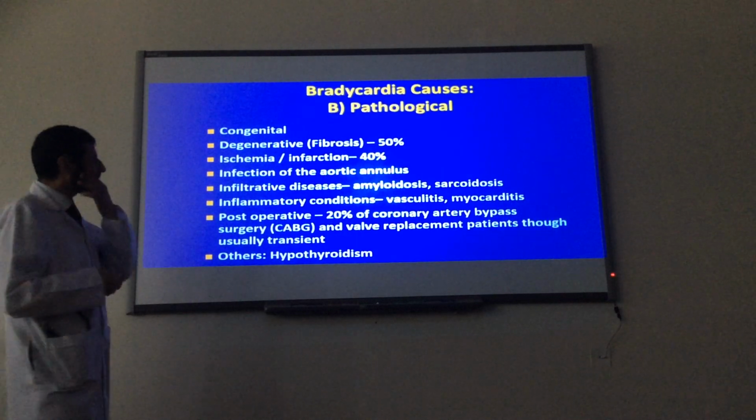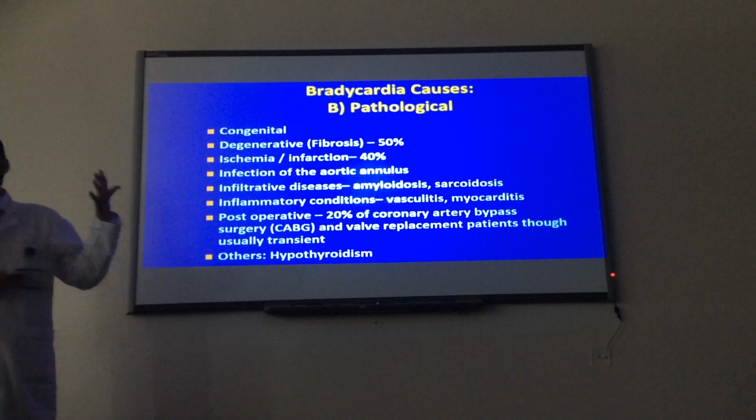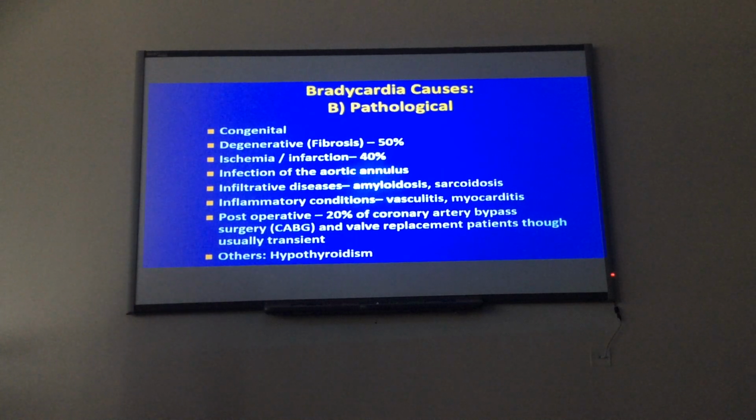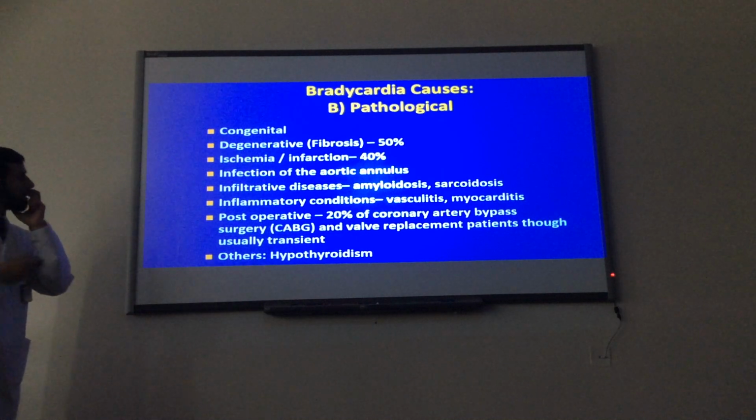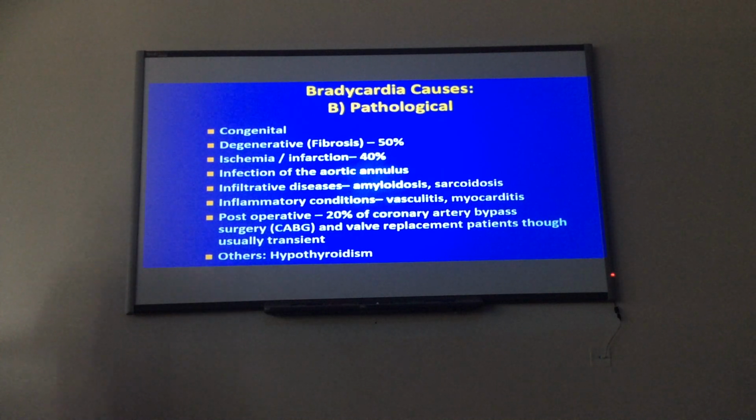Degenerative change is the commonest cause in elderly people who need a pacemaker. It's degenerative change with age in the sinus node, so they have sick sinus syndrome. Ischemia or infarction: remember, the blood supply to the heart is the blood supply to the conduction system, including the AV node and sinus node. It's more common, of course, with right-sided infarct than left-sided infarct.